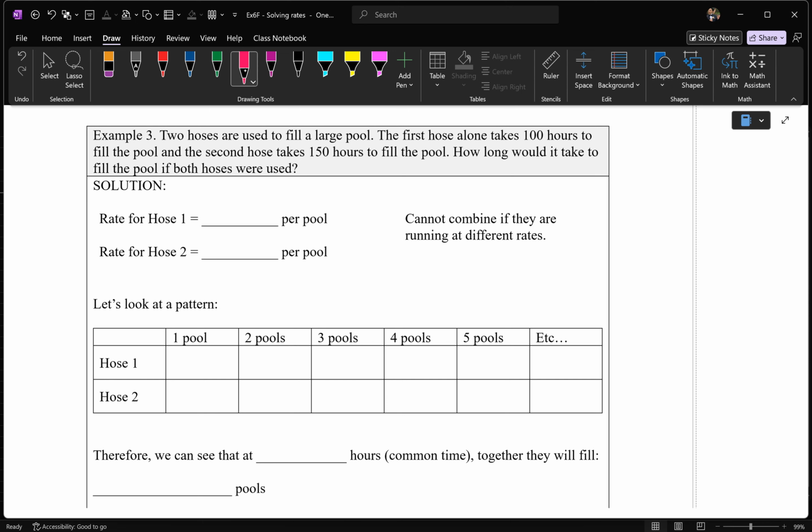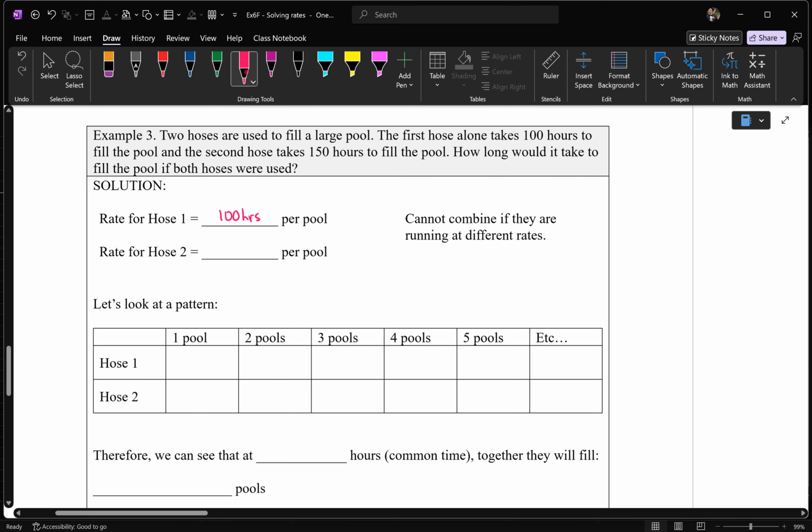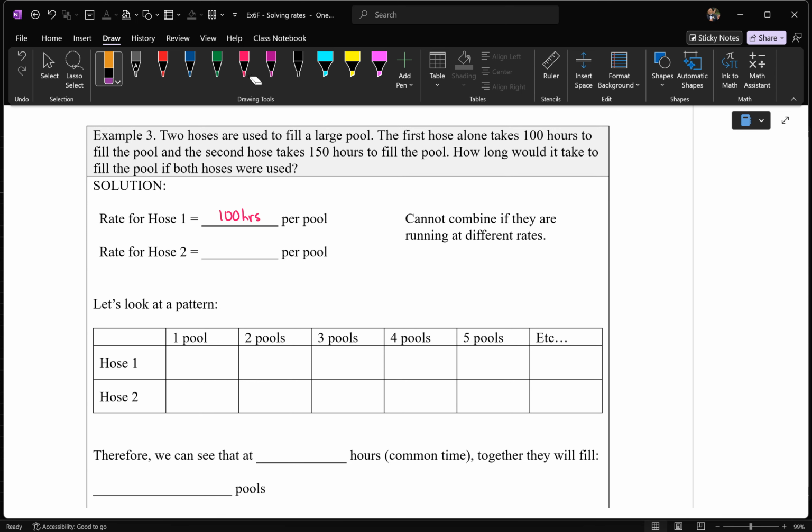So the rate for hose 1 is that for every 100 hours, it will fill a pool. Whereas the second hose takes 150 hours to fill up one pool. The reason why you can't combine them together is because they're running at different rates. So you can't just say, well, 100 plus 150 is 250 hours, and then you get 2 pools. That's not true. They're running at different speeds, so you can't combine them.